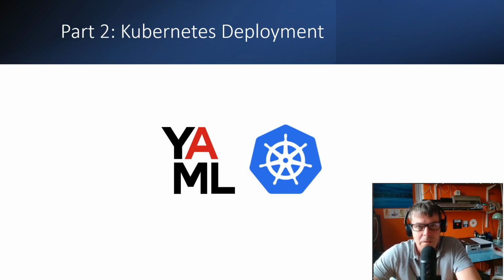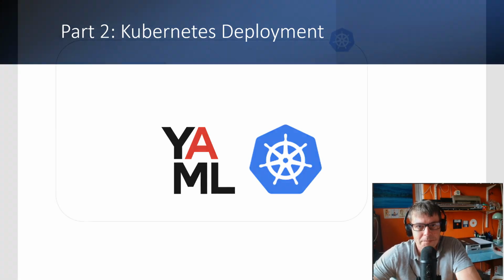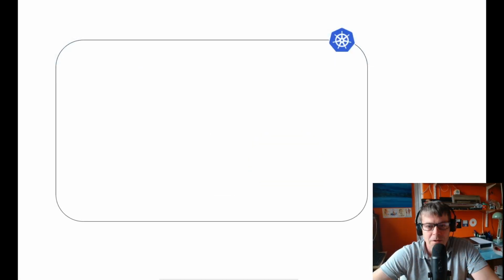So in the last video we made a very simple Spring Boot application and containerized it in Docker. In this video we're going to use YAML to deploy it to Kubernetes. So Kubernetes is a container orchestration system.